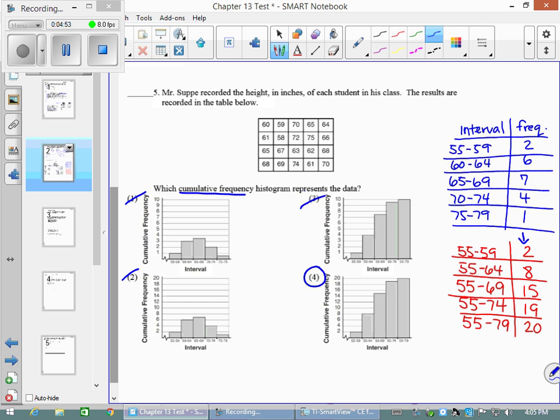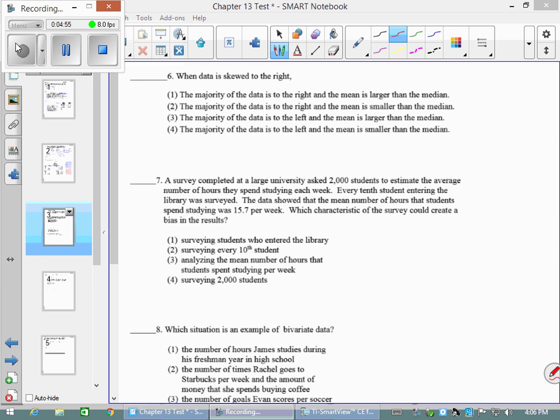Okay, so question number 6 is asking us when data is skewed to the right. So if our data was skewed to the right, we would have something like this. And that means that we have our outlier somewhere on the right-hand side, and most of our data is on our left-hand side. So if we look at this, majority of the data is not to the right, so we can cross off 1 and 2.